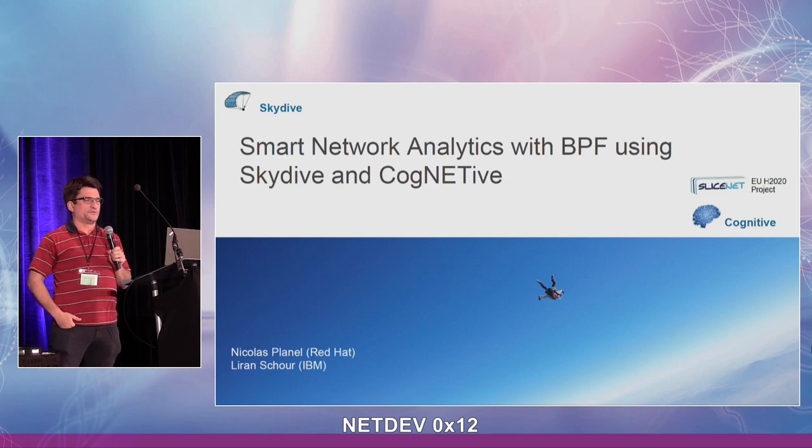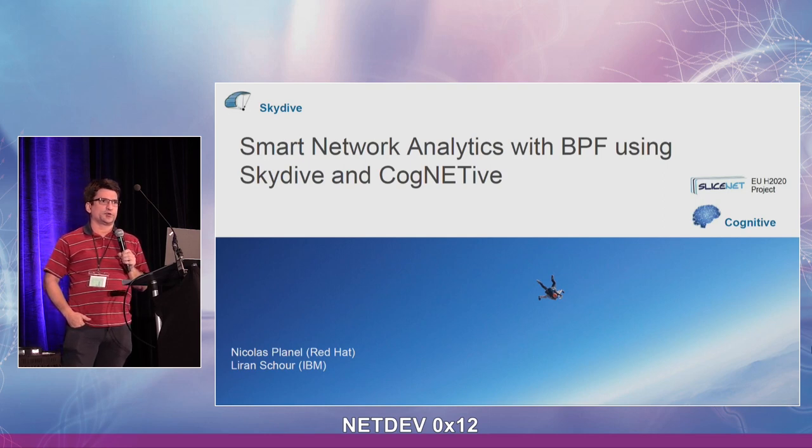The goal of the network analysis with Skydive is to do monitoring or troubleshooting. We do that in real time or post-mortem, so that we save the flow and the topology in the database. We support multiple infrastructures like Docker, Neutron, Kubernetes, etc.